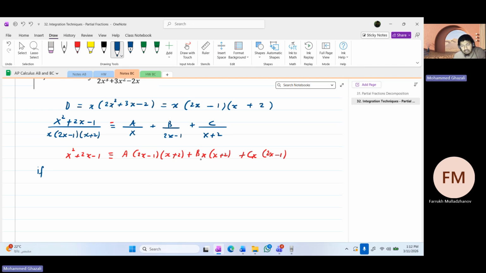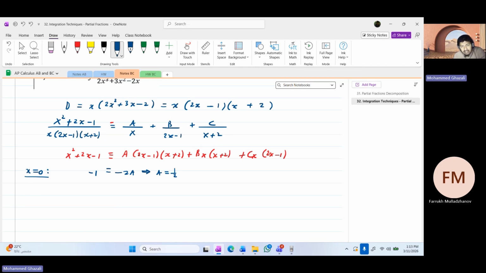Now, if x is equal to 0, then b falls out, c falls out, right? For x equal to 0, that's -1. X is 0, so that's -2a. This implies a is equal to a half. See how easy the equations become? That's basically partial fractions. So that becomes a half.